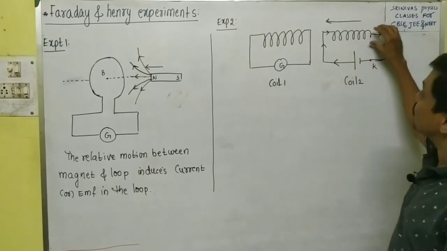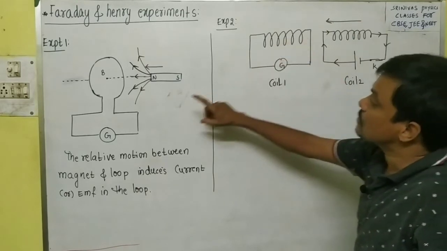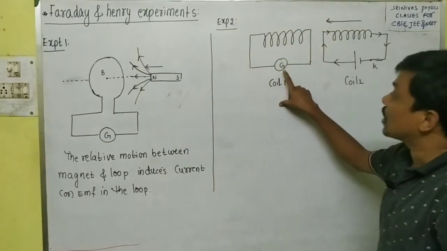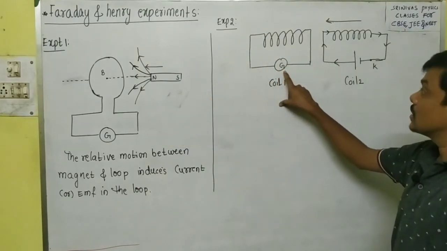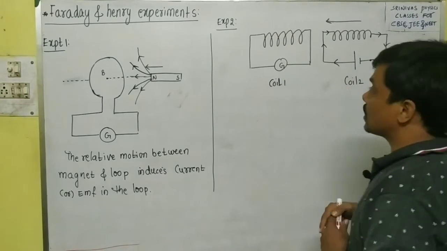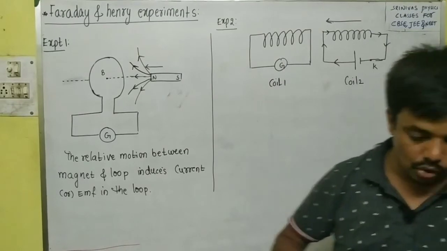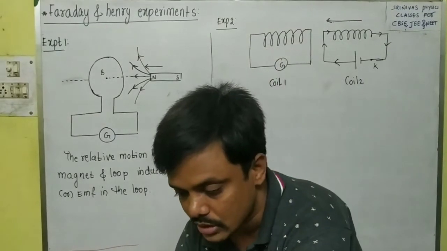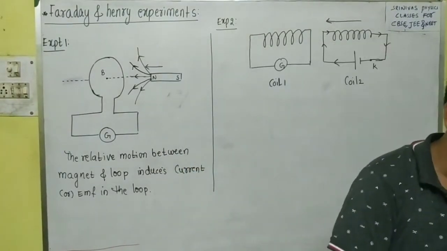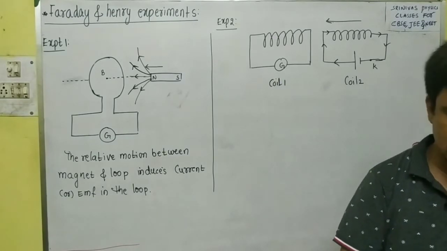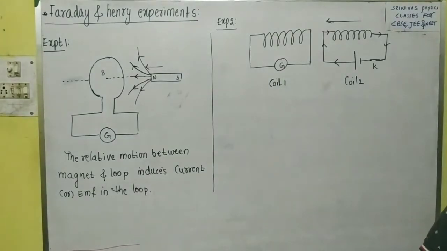Then it is moving here, that means the same phenomenon happens and the galvanometer deflection occurs in this. And in this they concluded that the relative motion between these two coils also produces the current or EMF in the coil. This is the observation. What they are doing here is relative motion between the two coils.